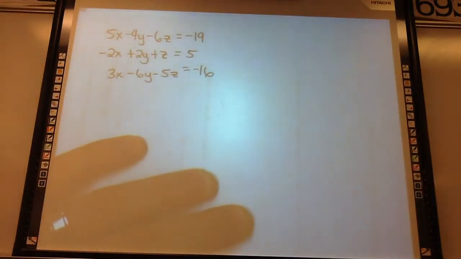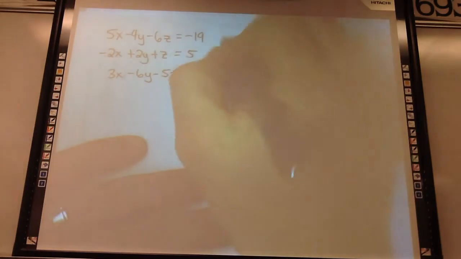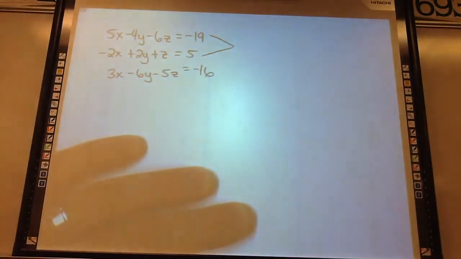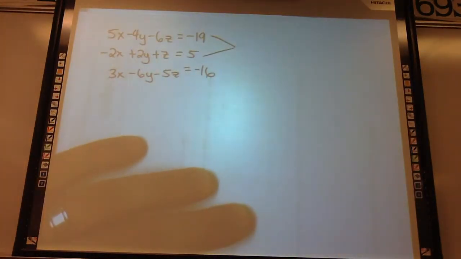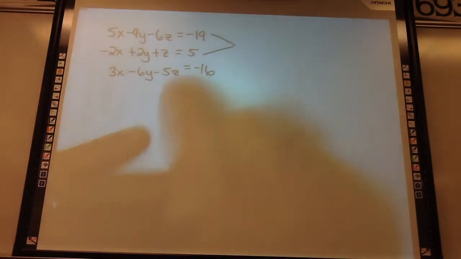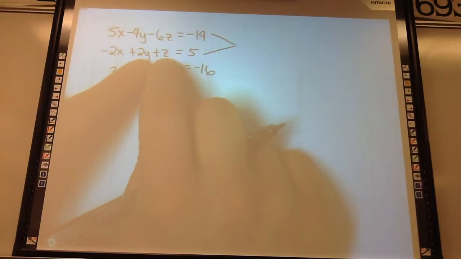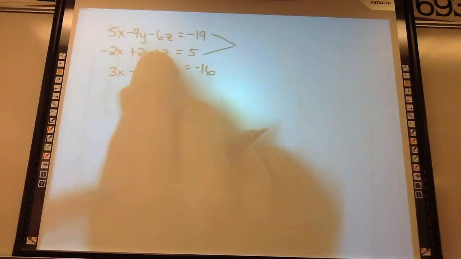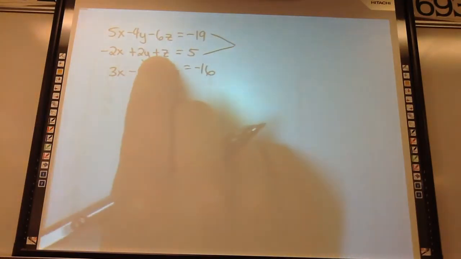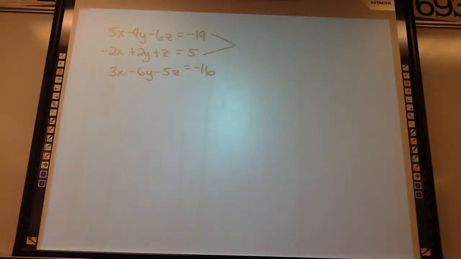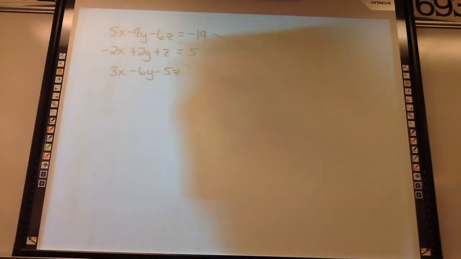You said you want to pick the top two, correct? Yeah. Which variable would you like to eliminate? Z? Okay. So in order to eliminate Z, what are we going to have to do? Times 12 by 6. Good job. You multiply the bottom one by 6, right? I just make a little note here, multiply by 6.